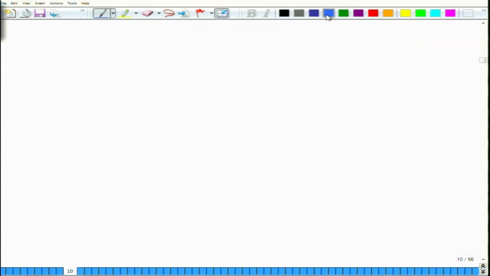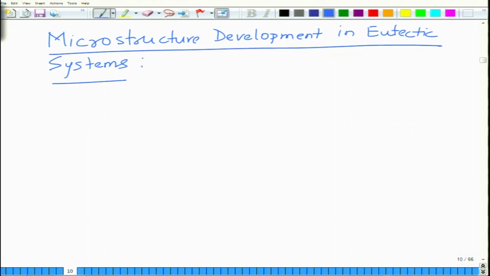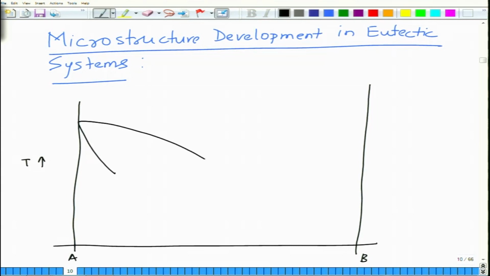Now let us look at the microstructure development in eutectic systems. Okay, so when we look at the microstructure development in eutectic systems, first let us consider a eutectic phase diagram. This is A, B, this is temperature. So let us say you have a phase diagram like this.